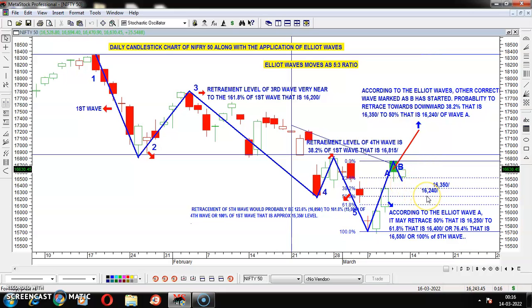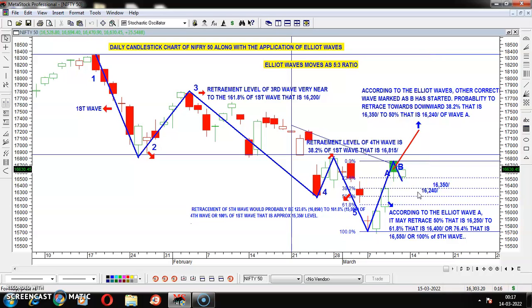So we can come to a conclusion based on the technical parameters. In RSI we got the positive divergence. This is a bullish indication. As far as the stochastic is concerned, we saw a bullish crossover. This is also a bullish indication.